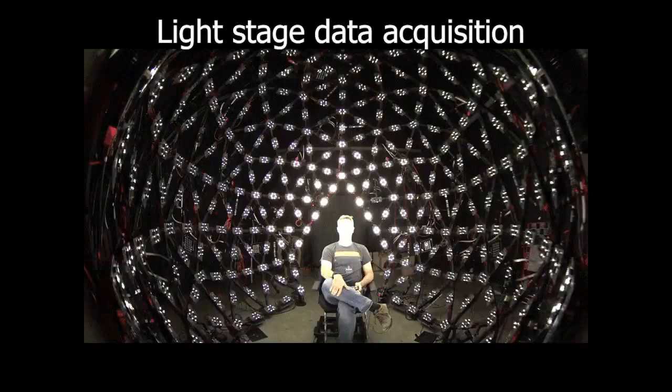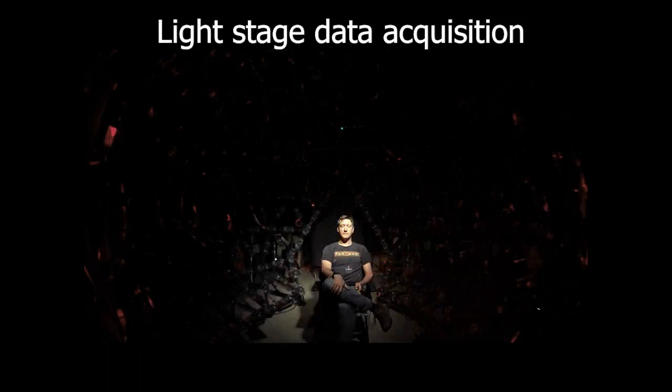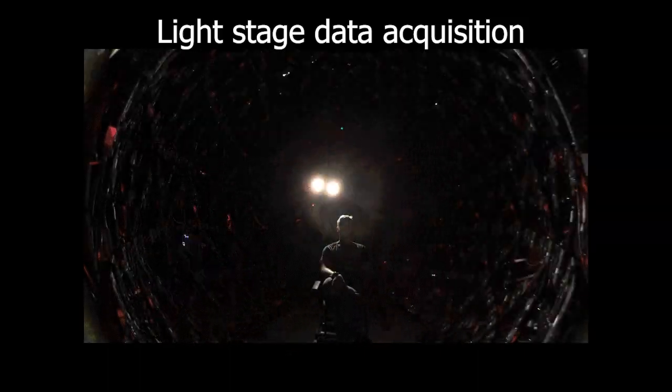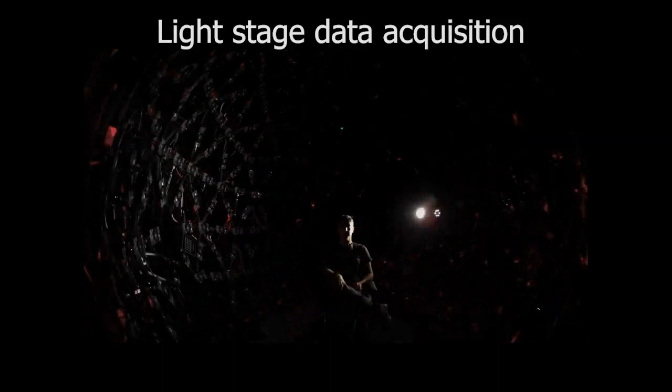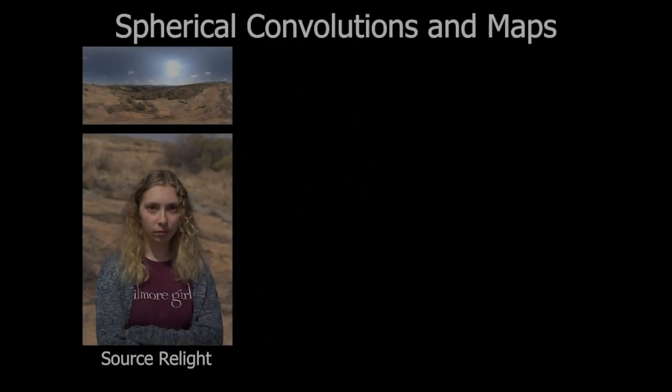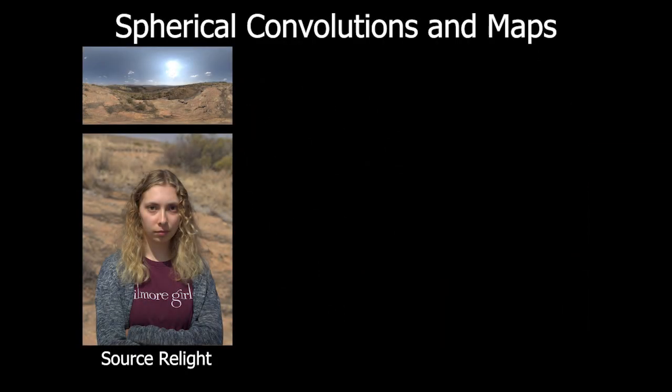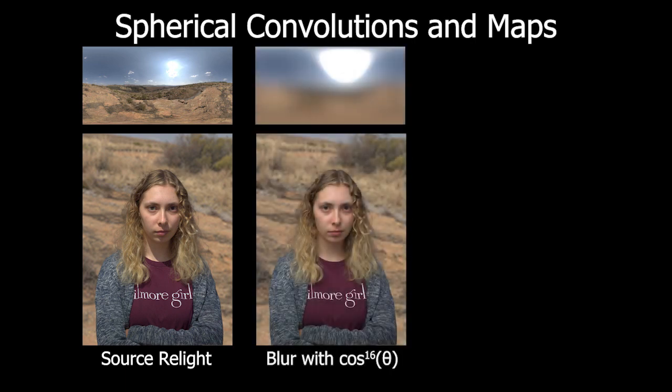To generate our ground truth data, we record subjects inside of a light stage, producing one light at a time images. Using these one light at a time images, we can visualize the subject under an arbitrary HDR environment map.